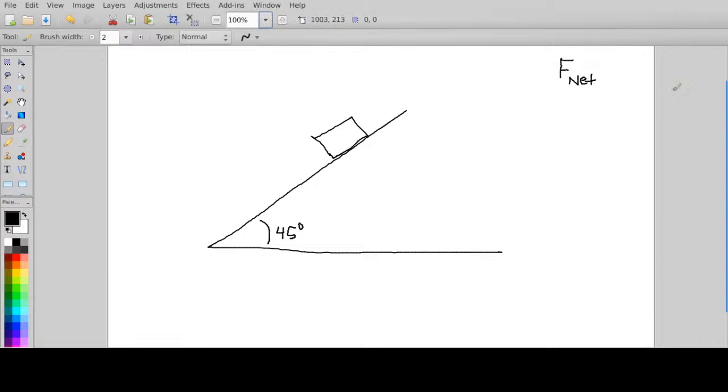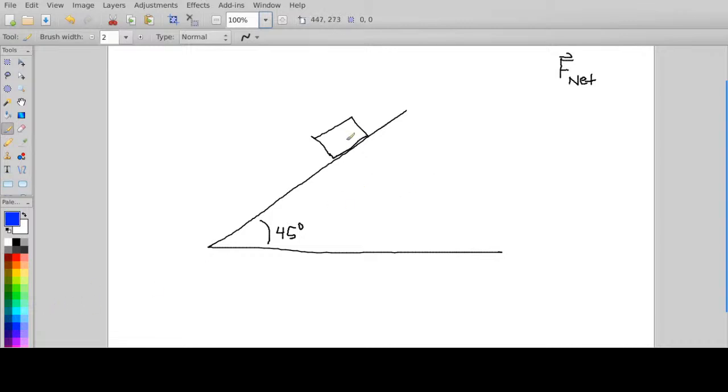To get F net, it's actually a vector. And so we have to do a vector sum of all the forces on this box. And to do that vector sum, you have to resolve them into their components. And so it's best to start off by drawing these vectors and decomposing them into x and y components right at the very beginning.